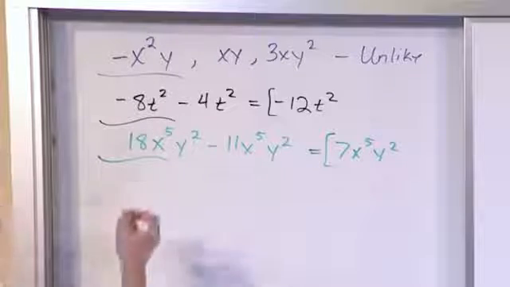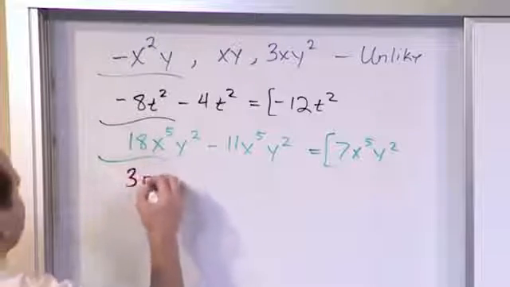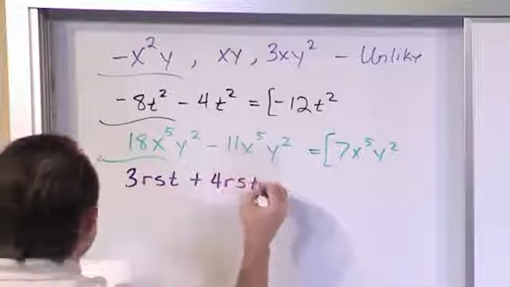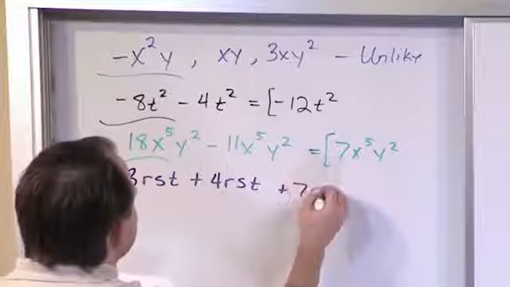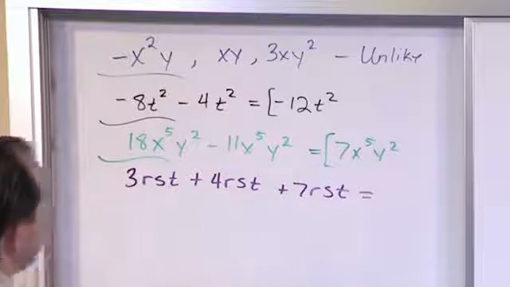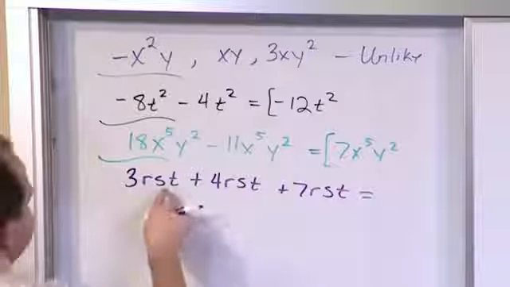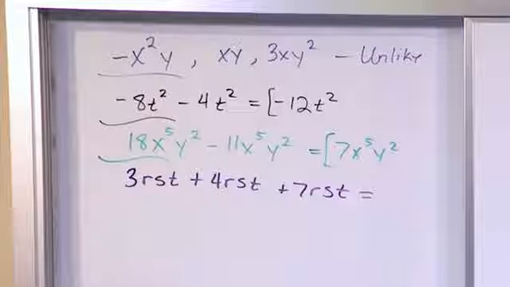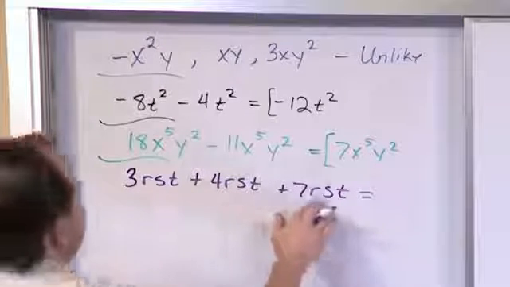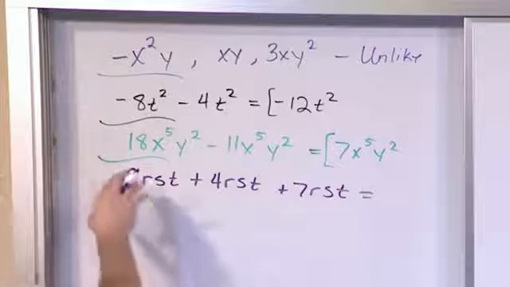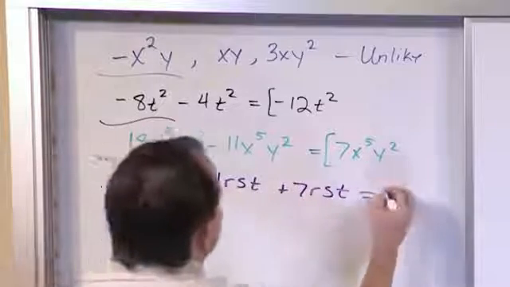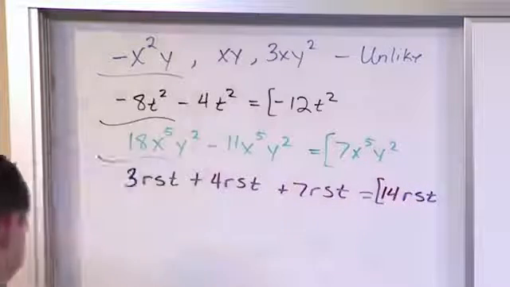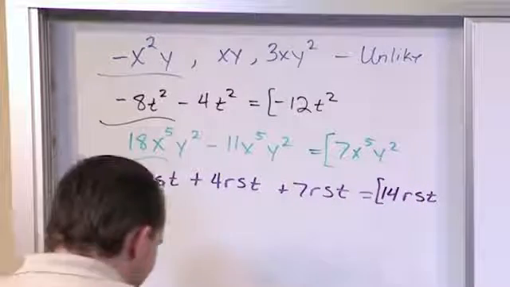Switch colors. Let's say we have 3 times r times s times t plus 4 times r times s times t plus 7 times r times s times t. Can I add these together? Well, RST matches RST matches RST. The variables and the exponents match for every term that I have, so these are all like terms. 3 plus 4 is 7, 7 plus 7 is 14. 14 what? RST, because that's what I'm talking about. That's what the whole problem was about. That's what I was adding together to begin with.